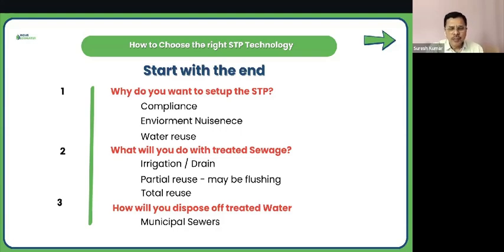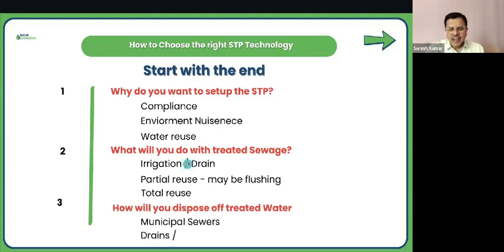If you are setting up an STP of 200, 300, 500 KL, you are not allowed to drain this water into municipal sewers. Why? So the municipality people or the government or pollution control board will think initially you have taken a permission to drain treated water. At some stage you will start draining untreated water. They don't want that risk. So they'll tell you reuse 100% of your water, which is actually not possible.